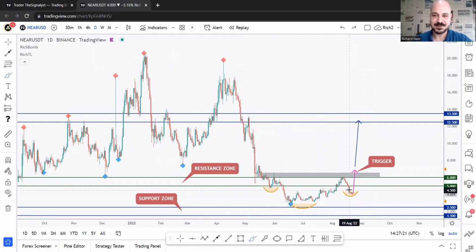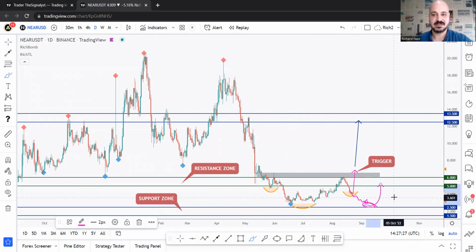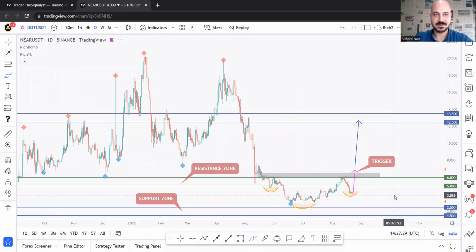Meanwhile, and as usual, as we trade lower to the support around 2.5, we'll also be looking for buy setups from a short-term perspective.